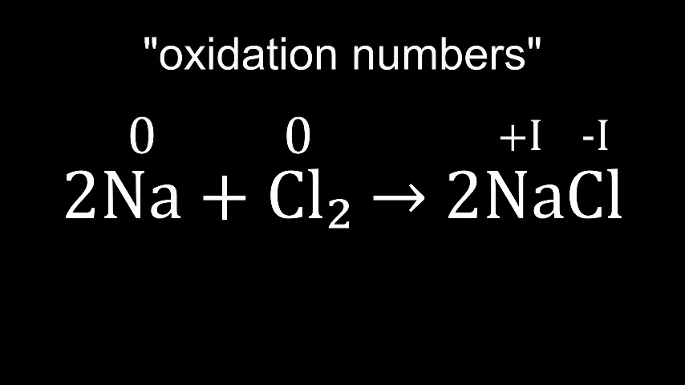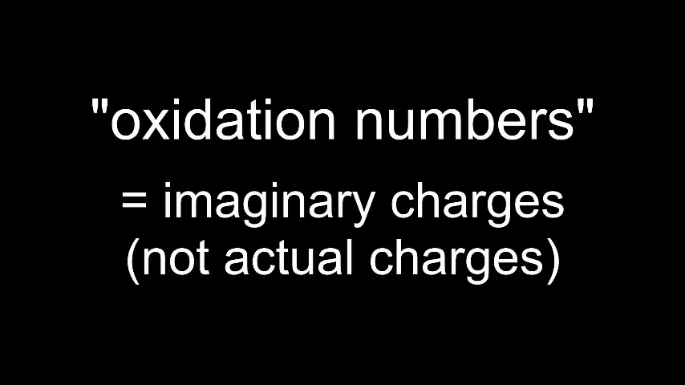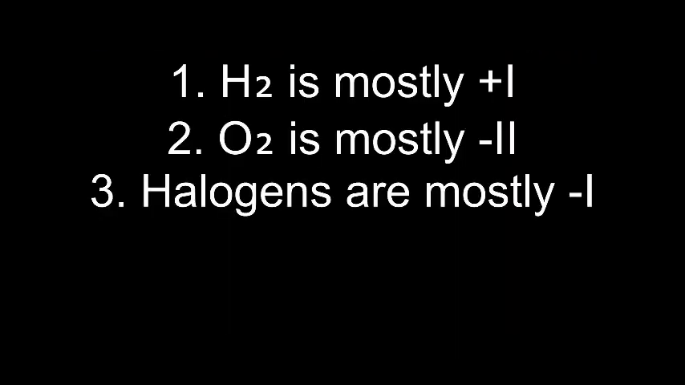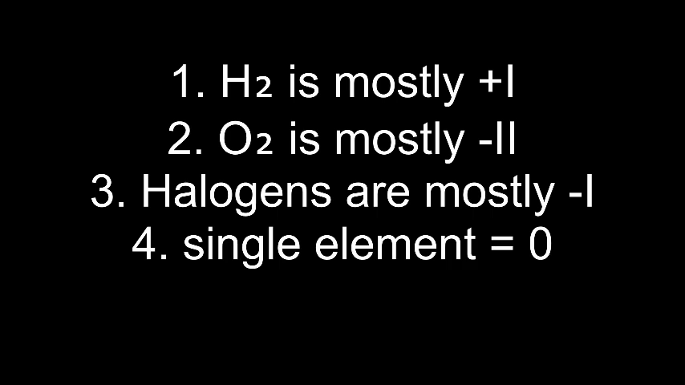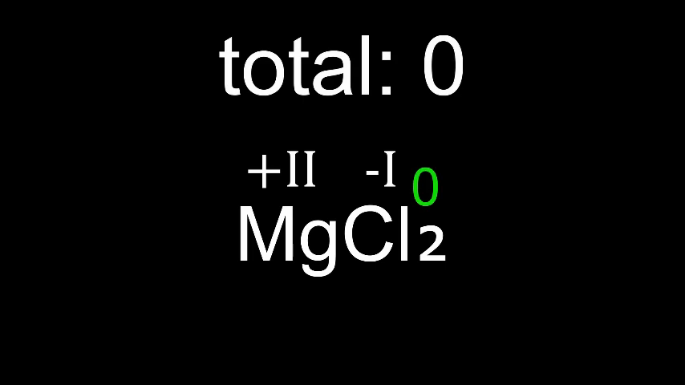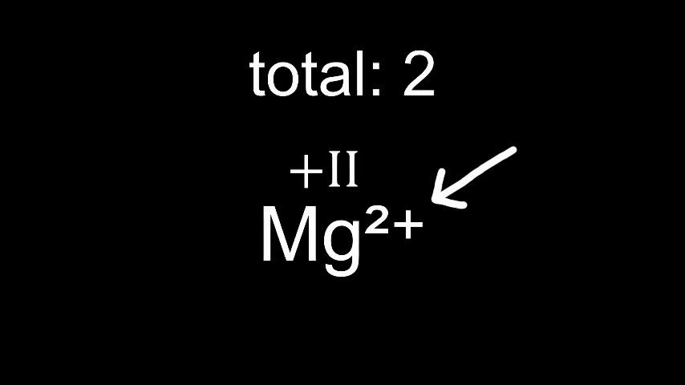More accurately, redox reactions are reactions that change the oxidation numbers of elements, which are kind of like imaginary charges. There's just a few rules you have to know to figure those out. Hydrogen is mostly +1. Oxygen is mostly -2. Halogens are mostly -1. Single elements are always 0, and the oxidation numbers of all atoms in a molecule always have to add up to the molecule's charge. So this would total 0, while single ions just have their charge as the oxidation number.